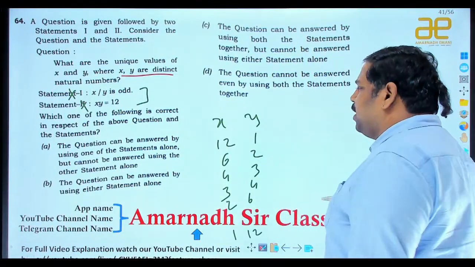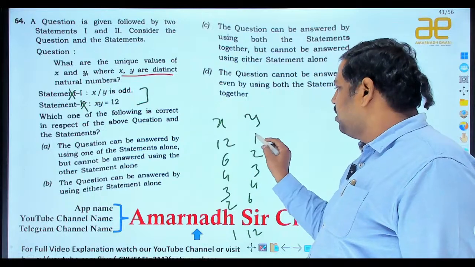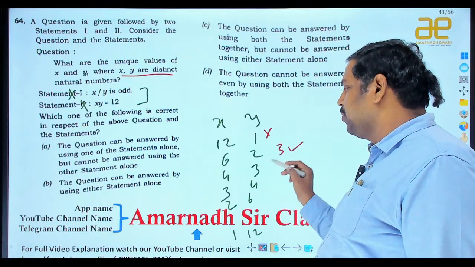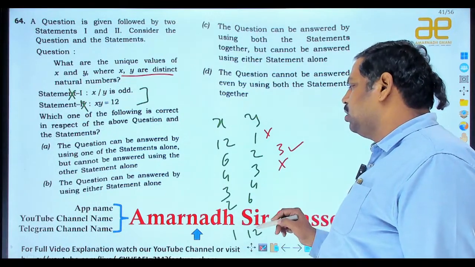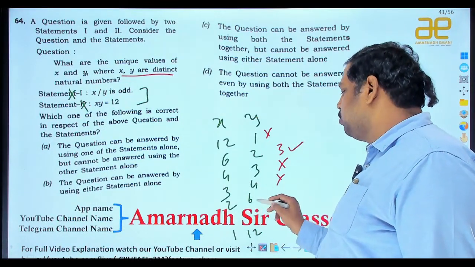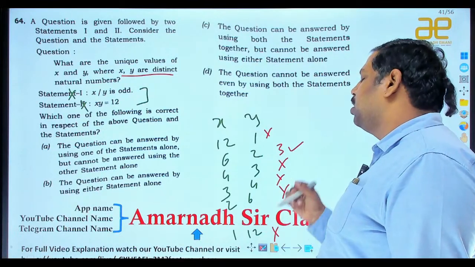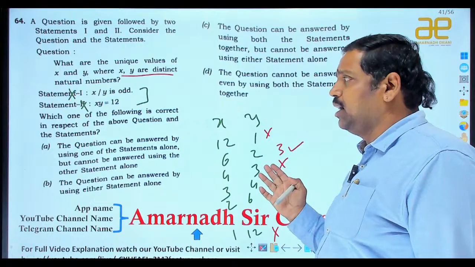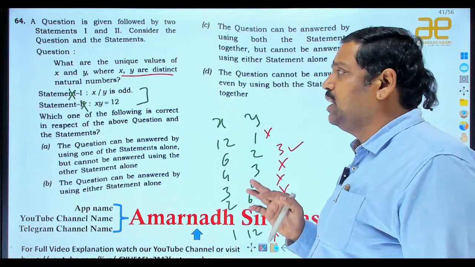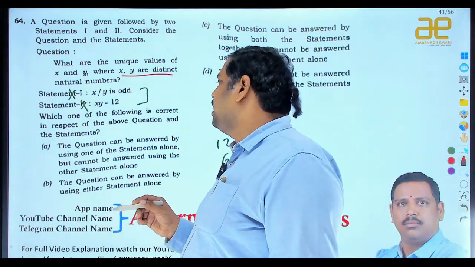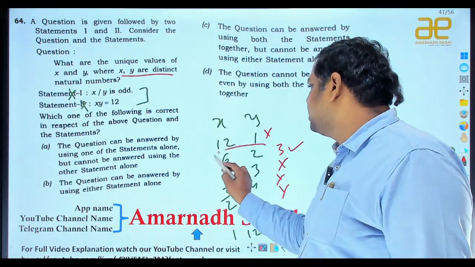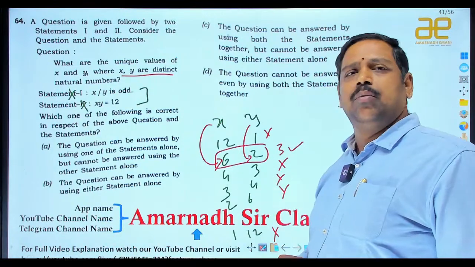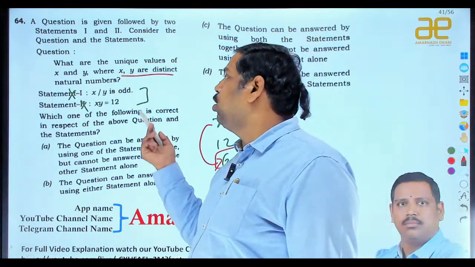X by y should be odd. 6 by 2 means 3, an odd number, superb. 4 by 3 is not odd. 3 by 4 is not odd. 2 by 6 is not odd. 1 by 12 is not odd. I got only one possibility where x by y is odd and xy is 12. So the only values of x and y are 6 and 2. X is 6 only, y is 2 only. Right or wrong? I got unique values when I took both together.